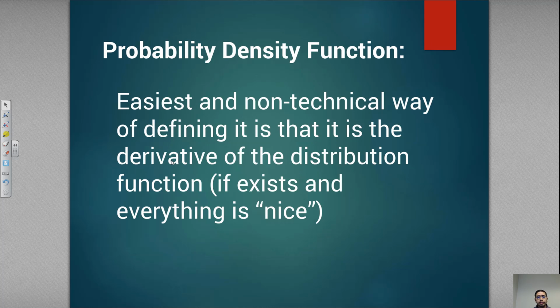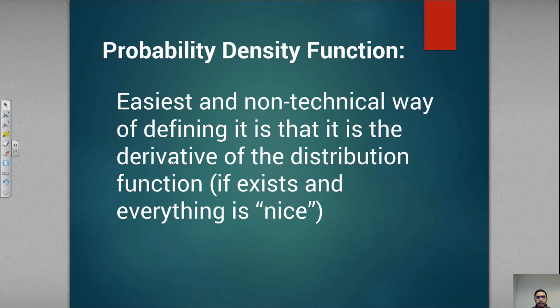Now, probability density function. So the easiest and non-technical way of defining a probability density function is to say that it is the derivative of the distribution function, but provided there are some mathematical conditions, like if the derivative exists and everything is nice, the limit exists, all these things. But these are mathematical details, we don't need to learn that. So that's the basic idea of probability density function.